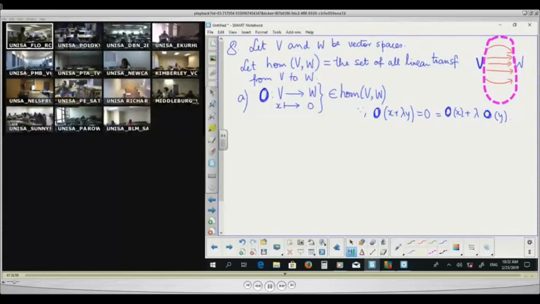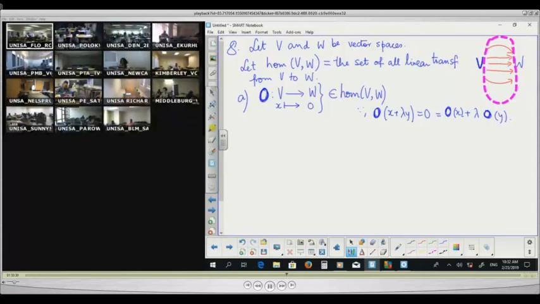So if V and W are both vector spaces, do we assume or is it obvious that the set between V and W, the set of all linear transformations, yes, the set between V and W is a linear transformation? Wait. What do you mean by the set between V and W? Set of what?